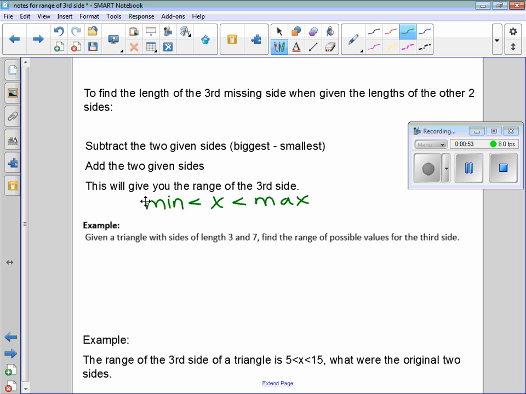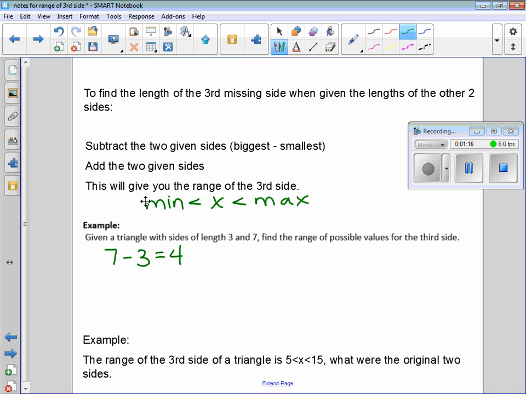So our first example, given a triangle with side lengths of 3 and 7, find the range of possible values for the third side. So going to our steps, we're going to subtract the two given sides, biggest minus smallest. So our biggest side is 7, our smallest side is 3. We subtract them and we get 4.